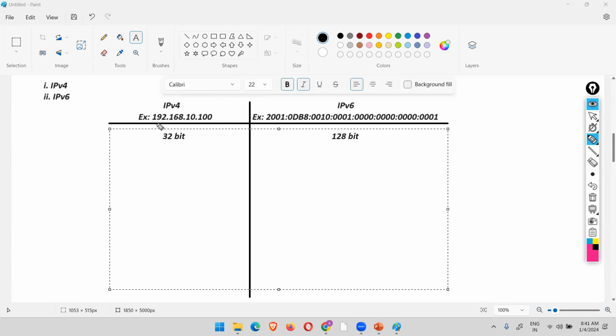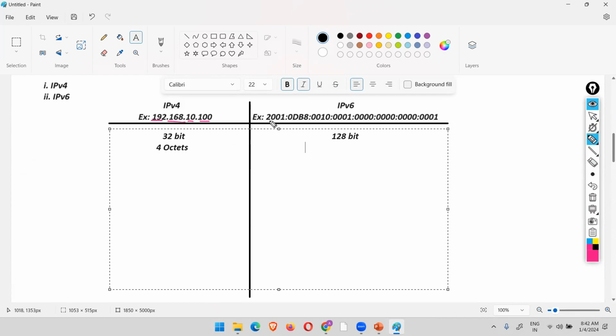Now this 32-bit, it is divided into how many parts? 1, 2, 3, and 4. My 32-bit is divided into 4 parts. So each part will have how many bits? 8 bits. And a group of 8 is known as an octet. So how many octets do I have here? 4 octets. Okay. So here I have 4 octets. Clear?